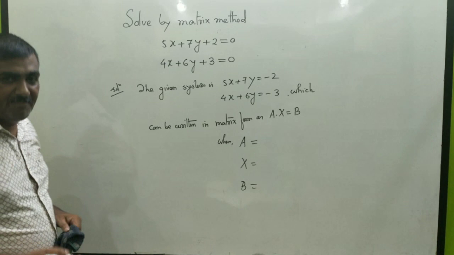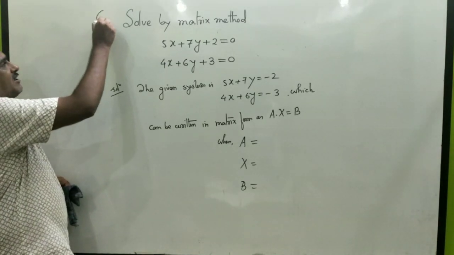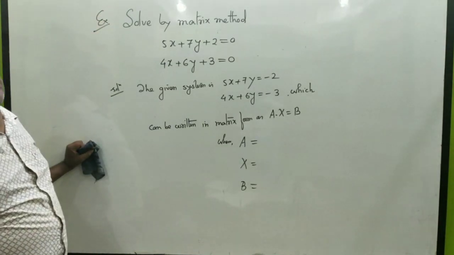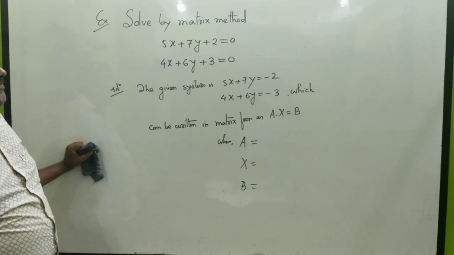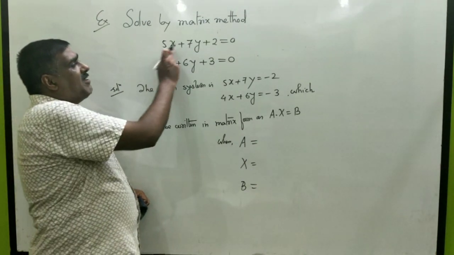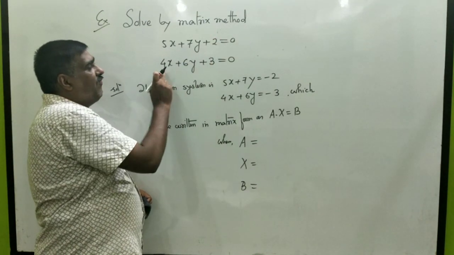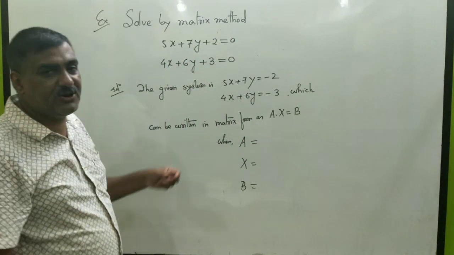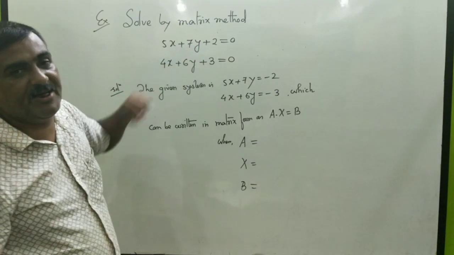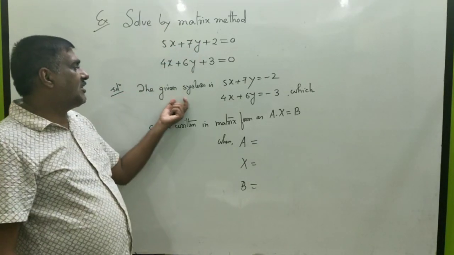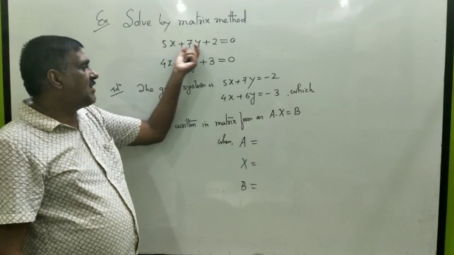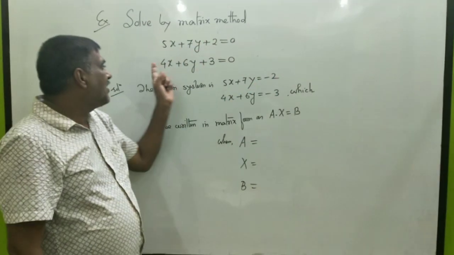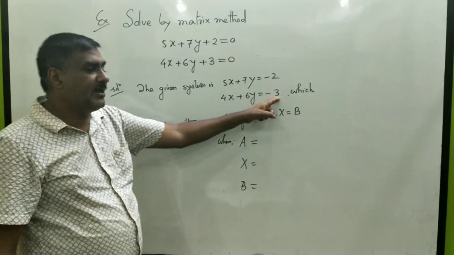तो एग्जांपल नंबर 1 मैंने छोटा से शुरू किया सर, solve by matrix method. 5x plus 7y plus 2 equals to 0, 4x plus 6y plus 3 equals to 0. Clear? The given simultaneous equation of how many variables? Two variables. Clear? So the given system is 5x plus 7y equals to -2, 4x plus 6y equals to -3.